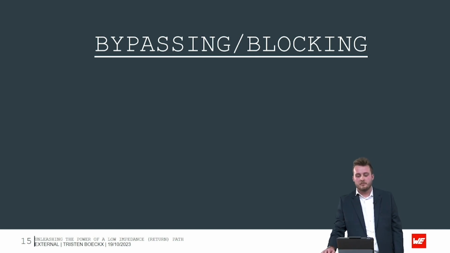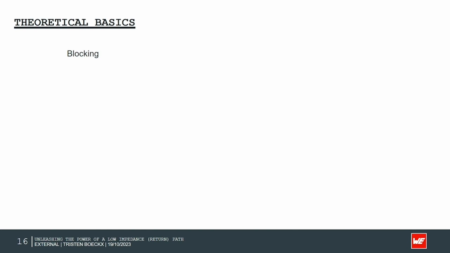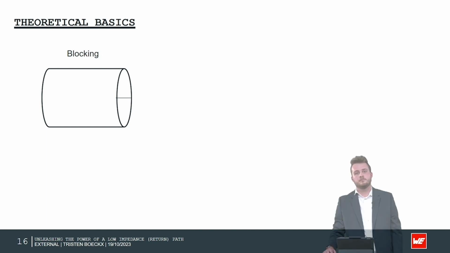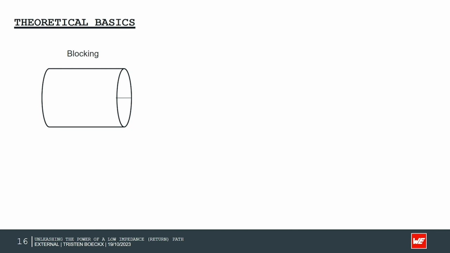When we zoom in on bypassing and blocking, I like to explain this topic by a drain pipe principle. If we zoom in at first on a blocking element, then we can see that when water is entering a blocking element, the water is blocked. But when the amount of water is big enough or bigger, then we will see that the blocking element will be overflown. And this can create problems.